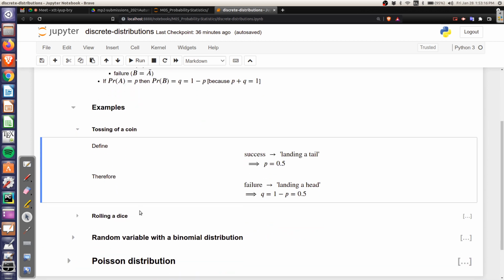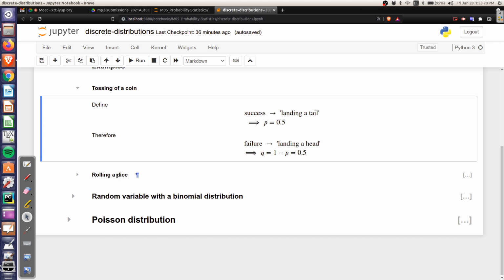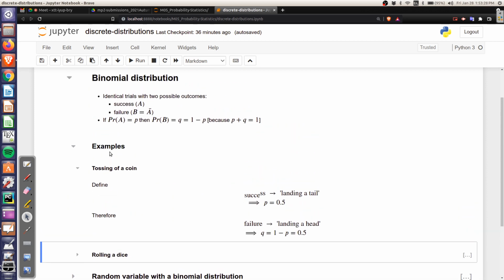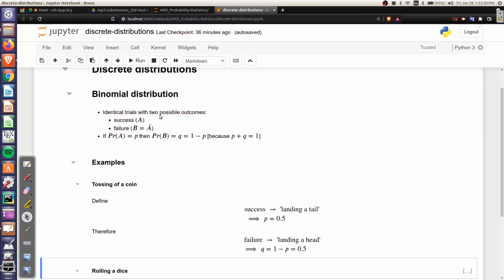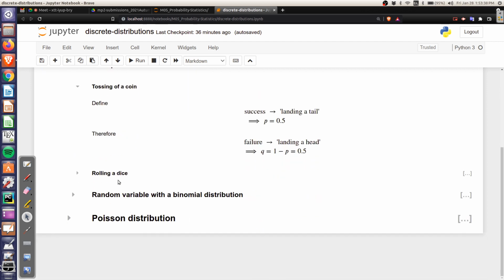Now, can you get a binomial distribution using the rolling of a dice? You know that with rolling a dice, there are 6 possible outcomes. So if there are 6 possible outcomes, can we define success and failure? Because when I talk about a binomial distribution, we are talking about only 2 possible outcomes, whereas in the case of rolling a dice, there are 6 possible outcomes. So how can we define success and failure in this case?